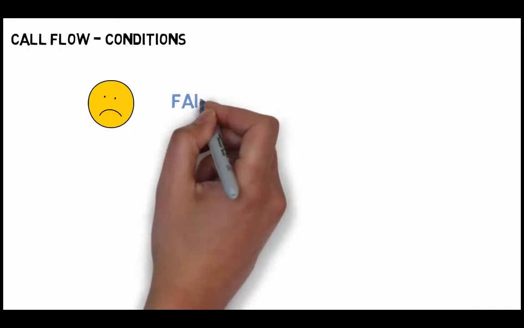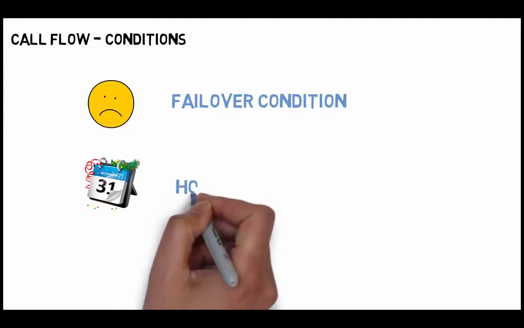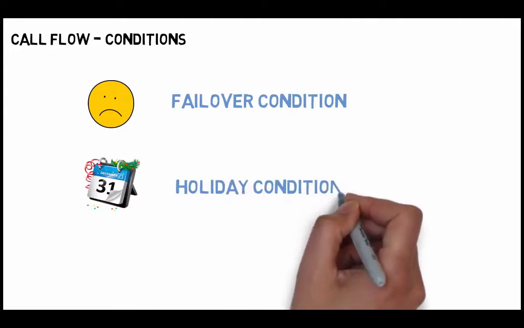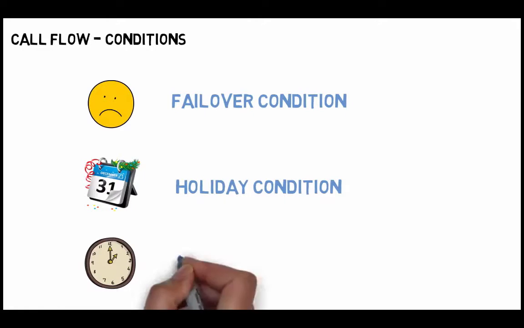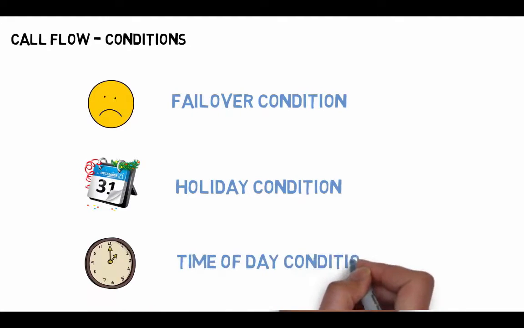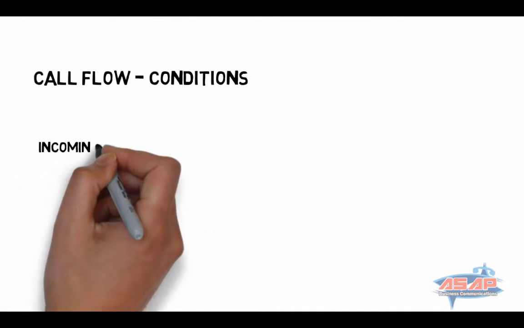Today we'll be talking about three types of conditions. First is the failover condition. This condition checks that an internet connection is available and the system can receive calls properly. Second is the holiday condition, which determines whether or not it is a holiday. Next is the time of day condition. This condition decides where the call will be sent depending on the company's hours of operation.